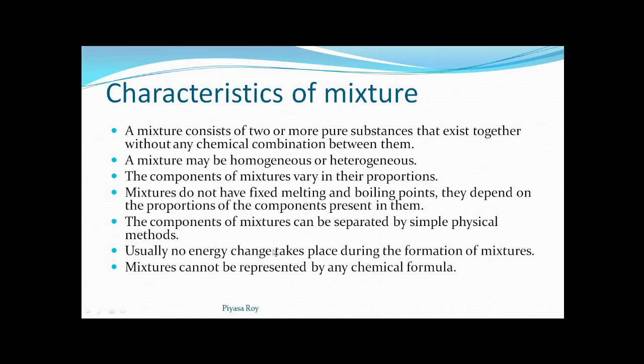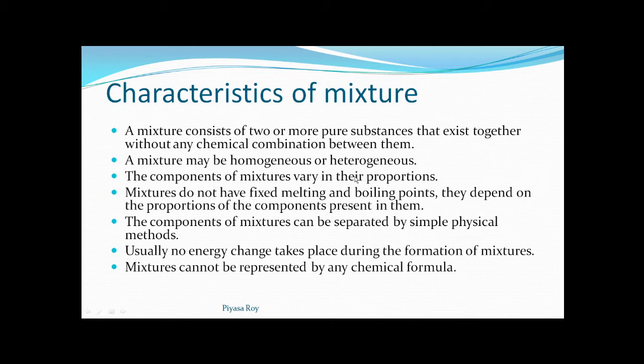So what are the characteristics of mixture? A mixture consists of two or more pure substances that exist together without any chemical combination between them. A mixture may be homogeneous or heterogeneous. What is homogeneous and what is heterogeneous? Just now we are going to learn. The components of mixtures vary in their proportions.